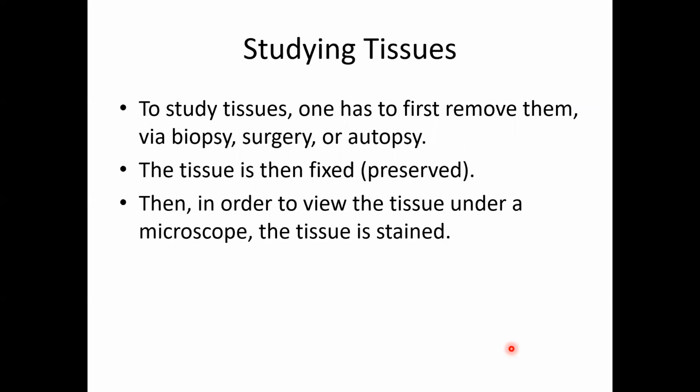To study tissues, you have to take them out. Then you have to fix or preserve them. And then we stain them. Obviously, these slides of tissues we've been looking at, your tissues aren't pink or blue or purple. They're all sort of beige-ish, sometimes clear. So we stain them so we can actually see the cells.